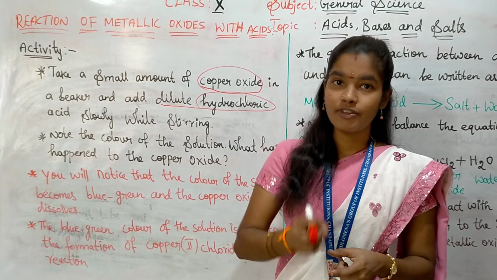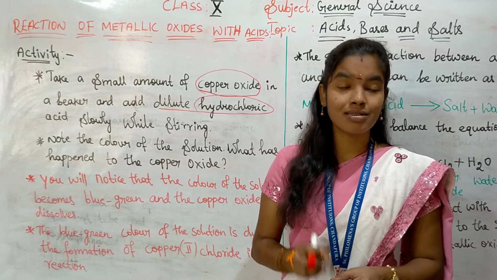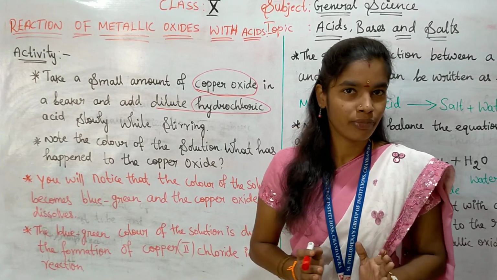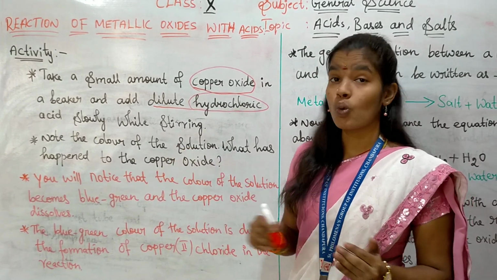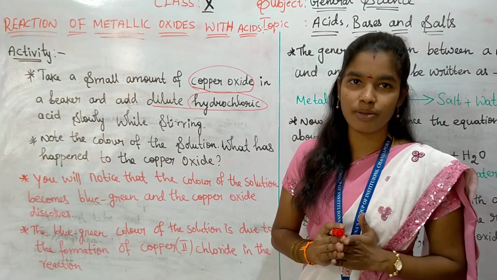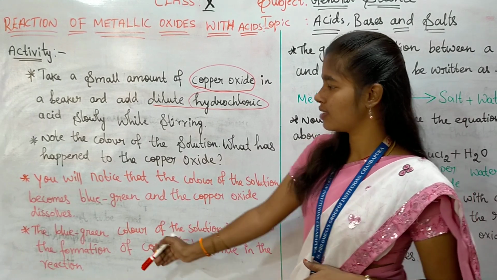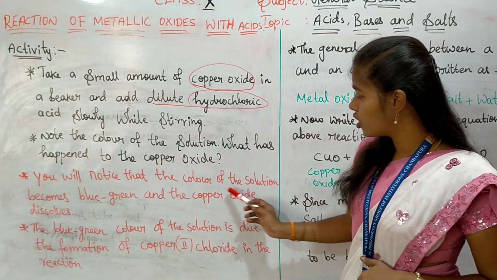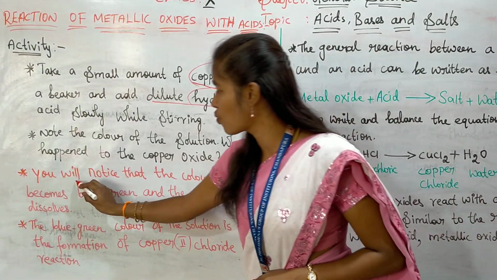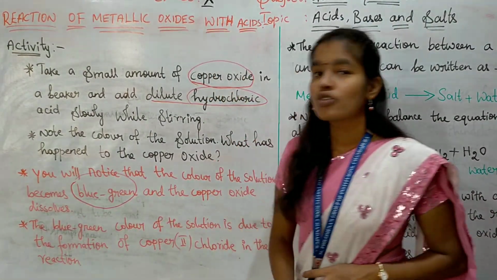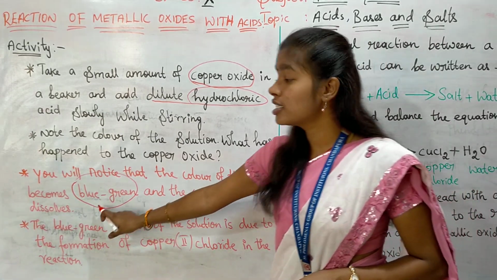In that we have to add hydrochloric acid slowly by constant stirring. After adding hydrochloric acid, we have to observe what happened to the color. The color is changing. Why is it changing? We'll see the reason. You will notice that the color of the solution becomes blue-green, from black to blue-green.